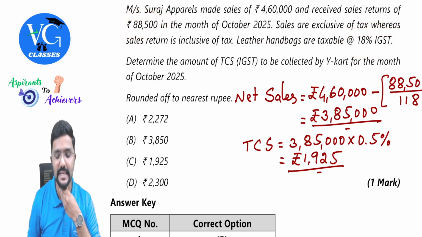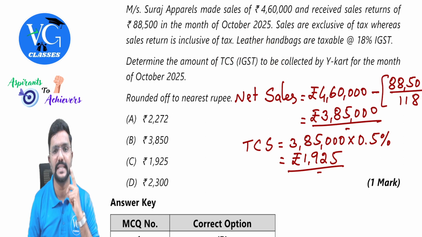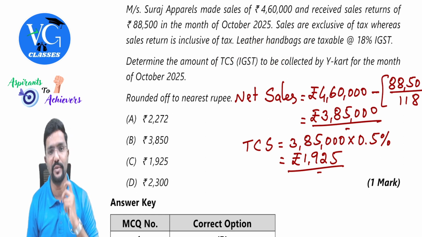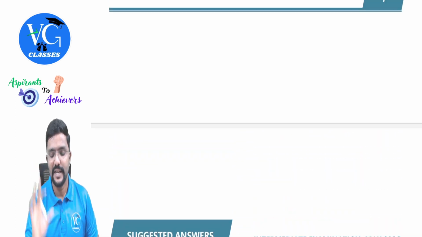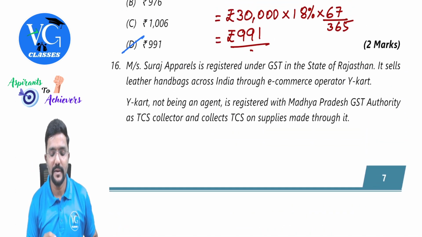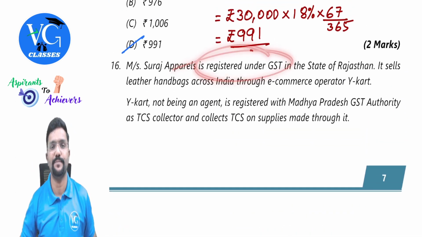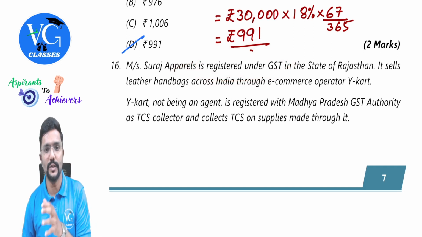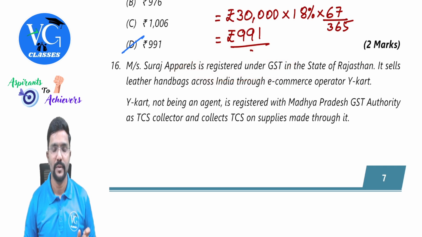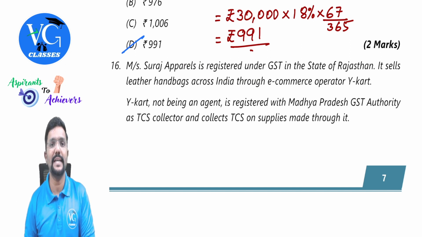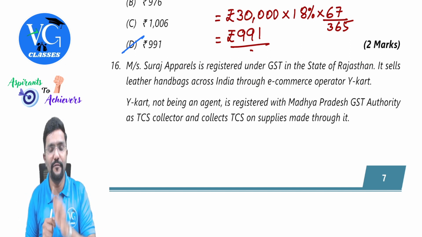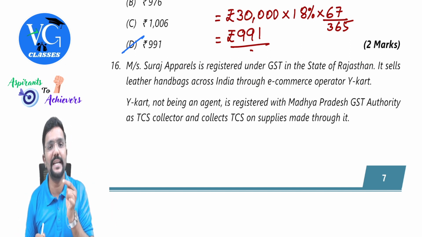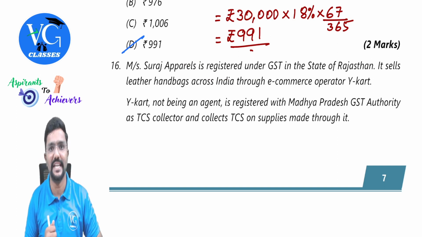Determine the amount of TCS, that is IGST, because it is interstate supply, to be collected by the e-commerce operator for the month of October 2025. First of all, is TCS applicable? Yes, because the supplier is registered under GST and they are supplying the goods through an e-commerce operator. When the e-commerce operator collects the payment from the recipients before giving it to the supplier, should they collect TCS? Yes, guys, they have to collect TCS.